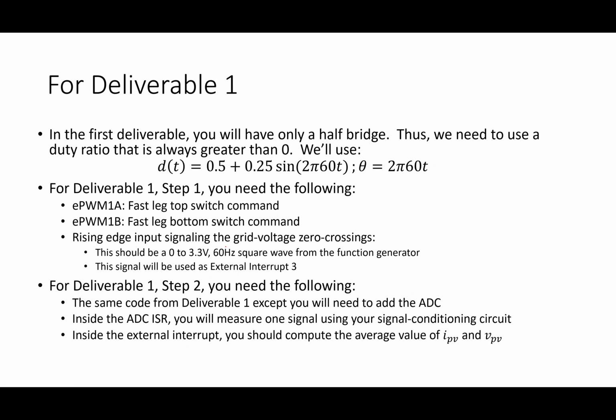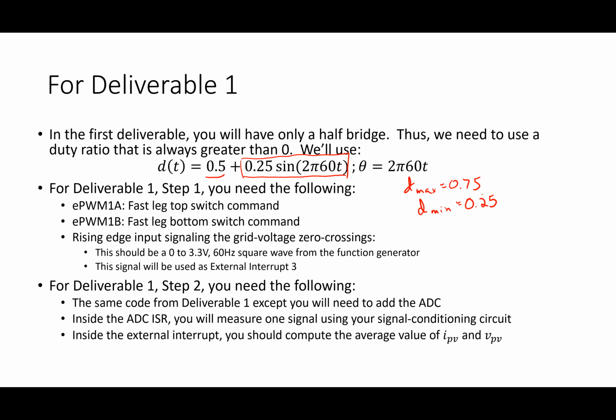All right, now for deliverable 1, since I only have a half bridge, my duty ratio needs to be a little bit different. So in this case, I'm going to have an average duty ratio of 0.5, and then I'm going to sinusoidally allow it to vary with an amplitude of 0.25. Right? So this means that D max will be 0.75 and D min will be 0.25.